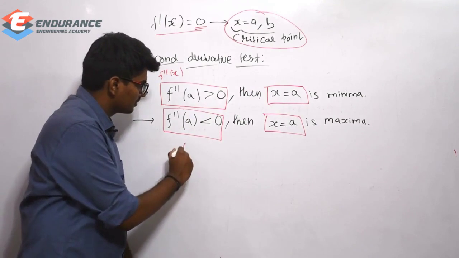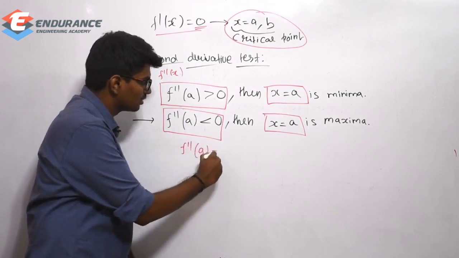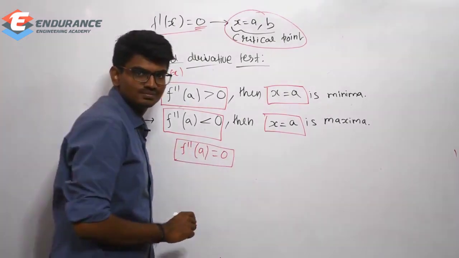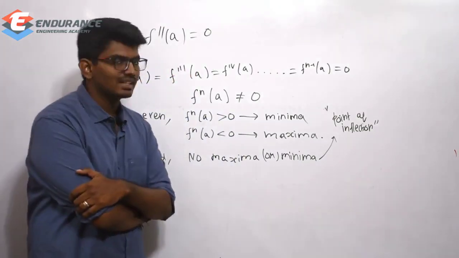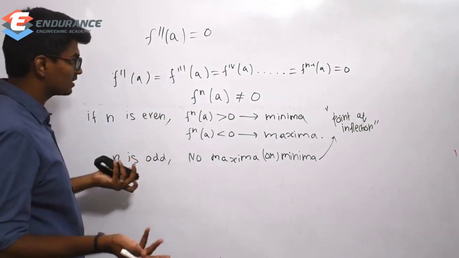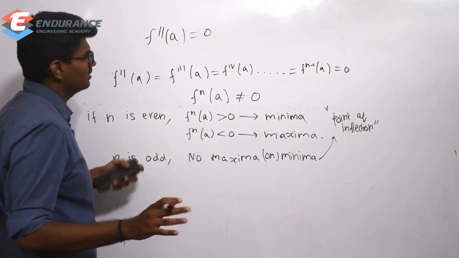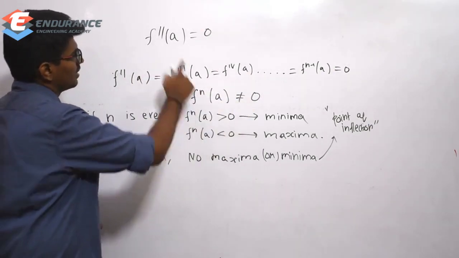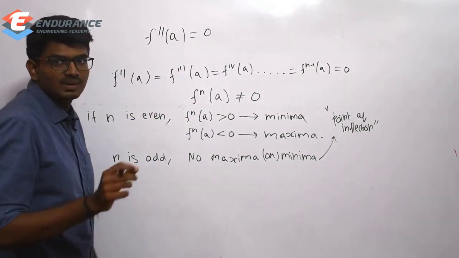What if f double dash of a is equal to 0? What to do? We will see that now. So here we have the next case. Suppose f double dash of a becomes 0, what will we do? Simple. Differentiate f dash of x again, that is, find f triple dash of x, substitute a and check whether it is becoming 0 or not.